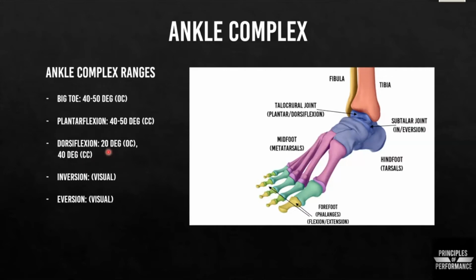Dorsiflexion. So we need 20 degrees in an open chain and 40 degrees in a closed chain. With dorsiflexion, so 20 degrees in your open chain, due to the natural ropey, elastic properties of the calcaneal tendon, the Achilles tendon, it can be really challenging to measure dorsiflexion in an open chain.